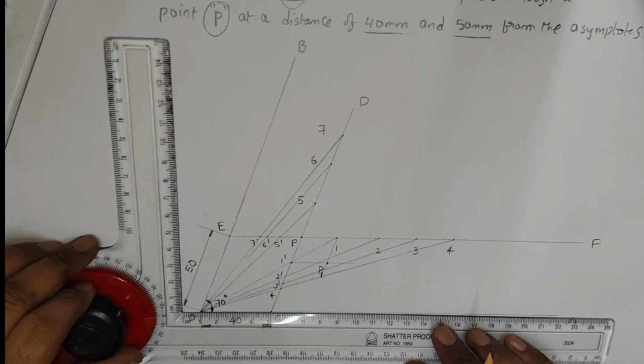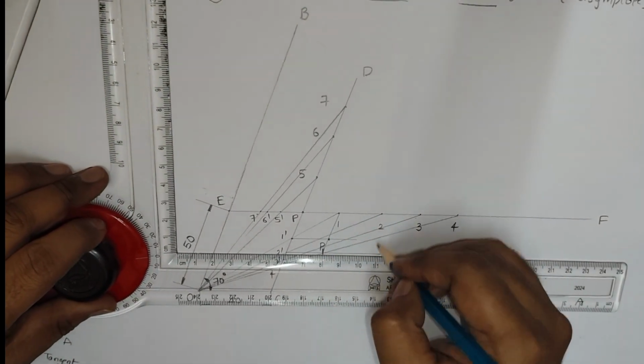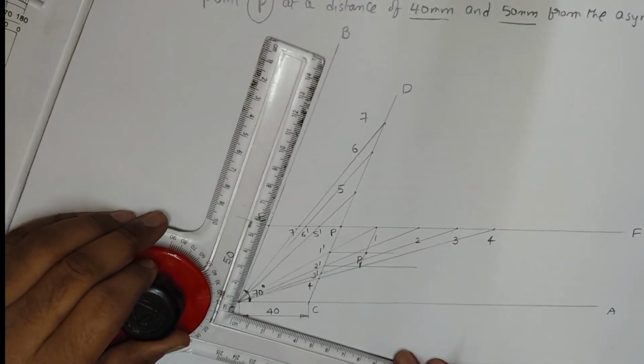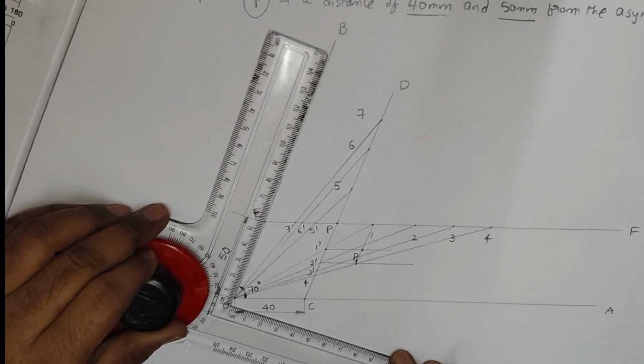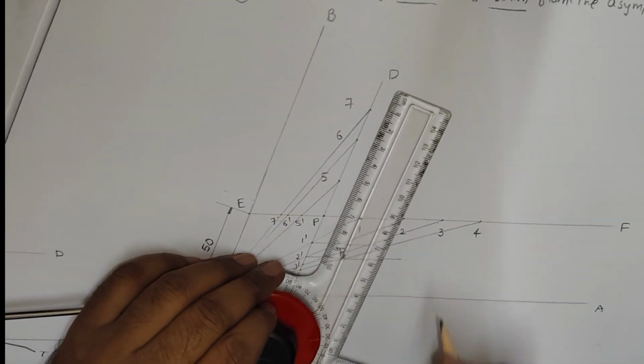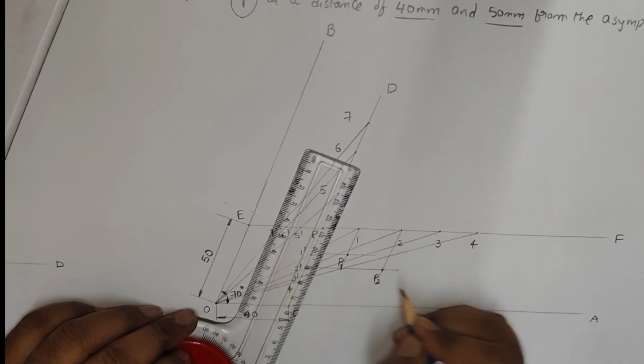Next, similarly, from 2 dash, draw a line parallel to the OA line. From 2 dash, draw a line parallel to the OA line. Okay, now take a line parallel to the OB line. You can call it the OB asymptotes. Take a parallel to the OB asymptotes. From the 2 point, draw a parallel to the OB line. So somewhere it will intersect. That point you can assume as P2.